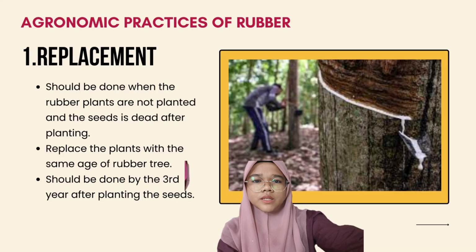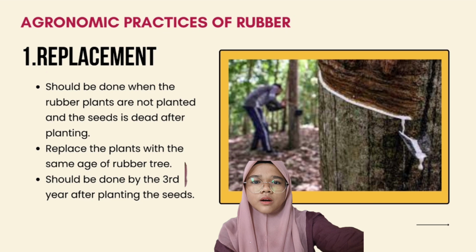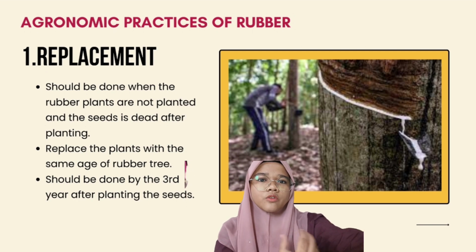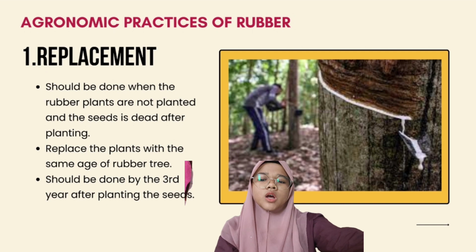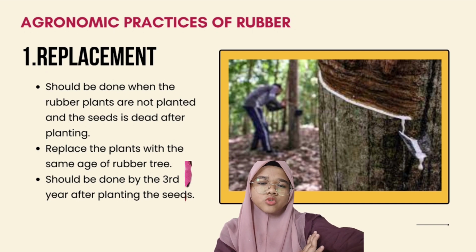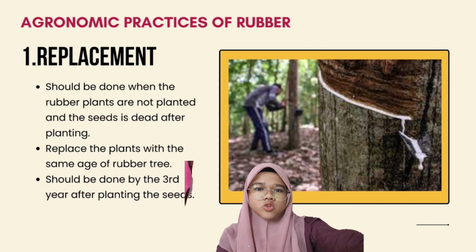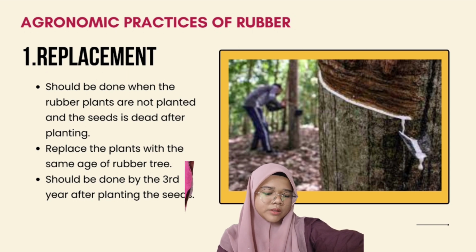Agronomic practices in rubber begin with replacement. Replacement should be done when the rubber plants are not growing or the seeds are dead. We can replace them with rubber trees of the same age, which we already put in a poly bag in the nursery. It should be done by the third year after planting the seeds. We need to wait until the third year of our plants to do the replacement. If it is not yet the third year, we cannot do the replacement.